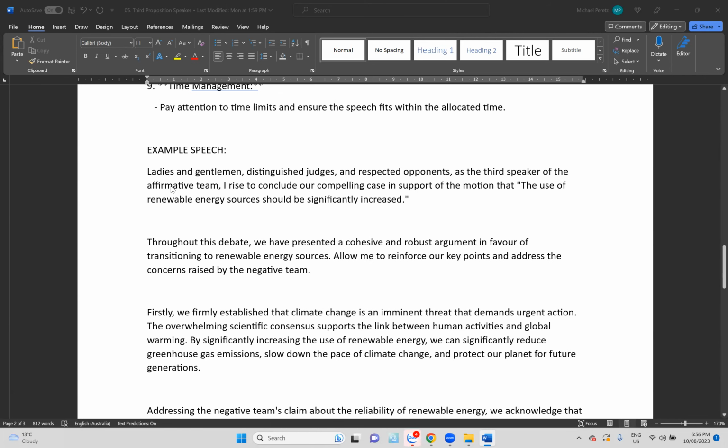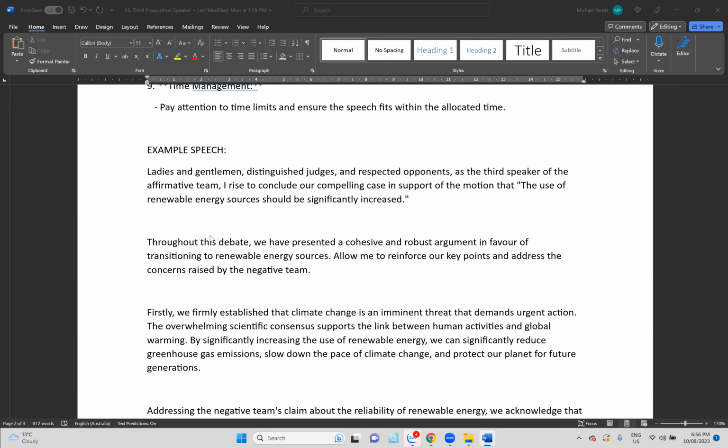So, ladies and gentlemen, distinguished judges and respected opponents, as the third speaker of the affirmative team, I rise to conclude our compelling case in support of the motion that the use of renewable energy sources should be significantly increased. So we've gone straight through with our respectful greetings, citing the motion again, and letting everyone know our point of view. Throughout this debate, we have presented a cohesive and robust argument in favor of transitioning to renewable energy.